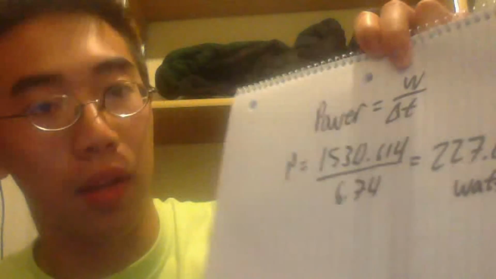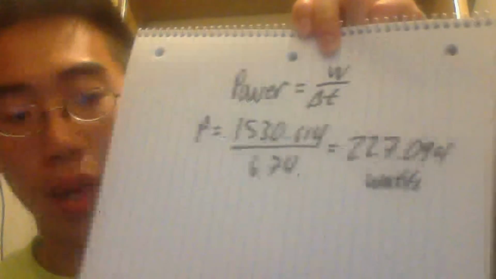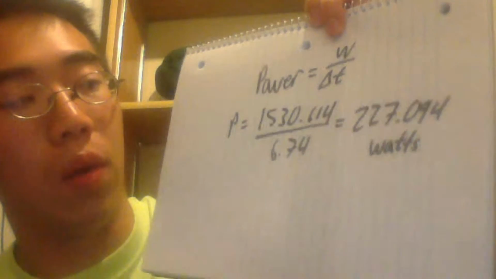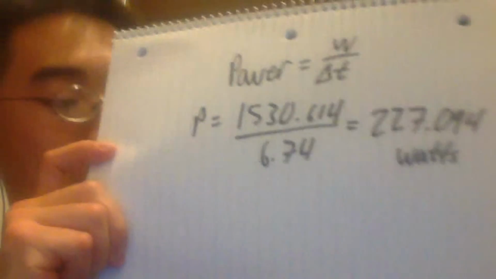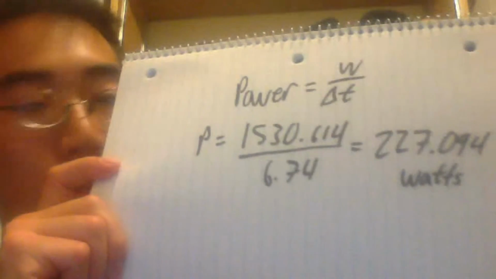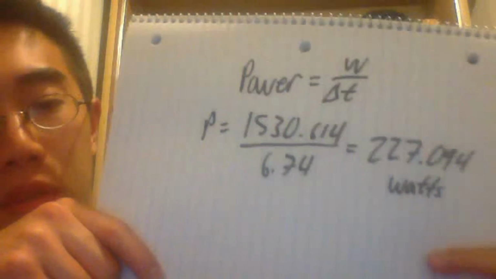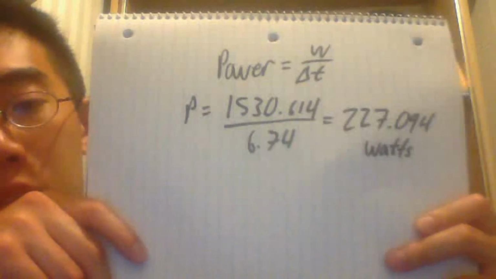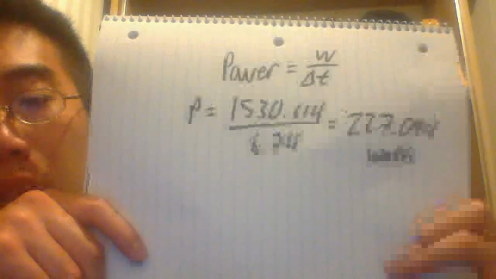So this is our fifth and final set, and it's defined as, again, W over delta t, or work divided by change of time. Previously we just found out what work was, which ended up to be 1,530.614 joules. And we divide that by our change in time, which again was 6.74 seconds, the time it took to skip the 30.48 meters. And that calculated out to be 227.094 watts.